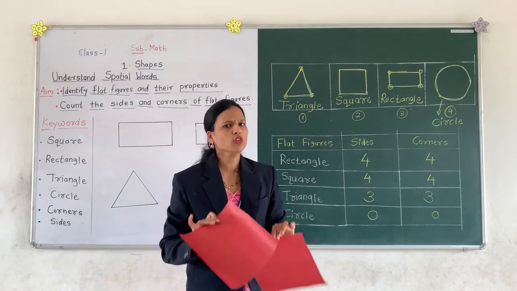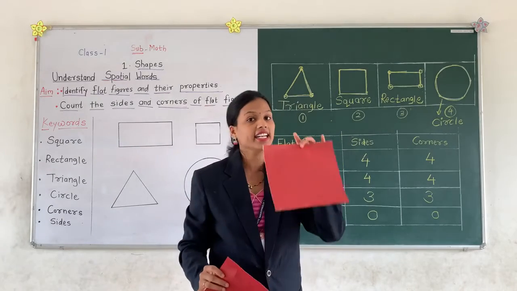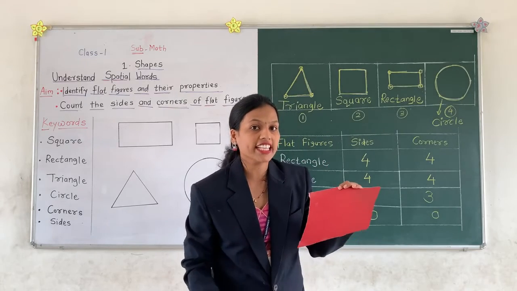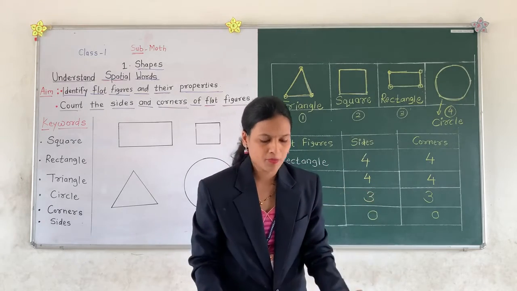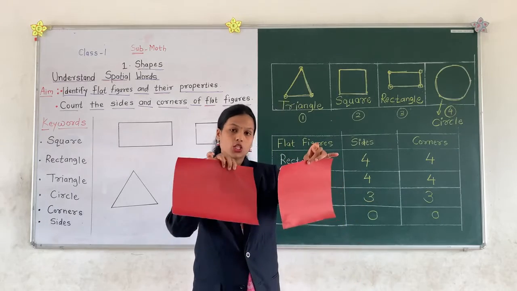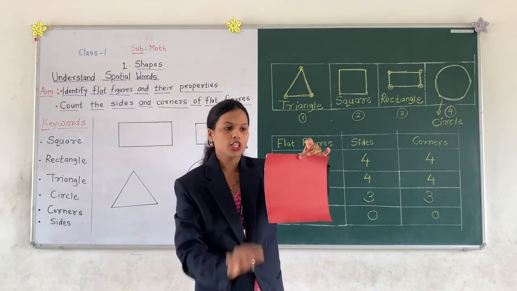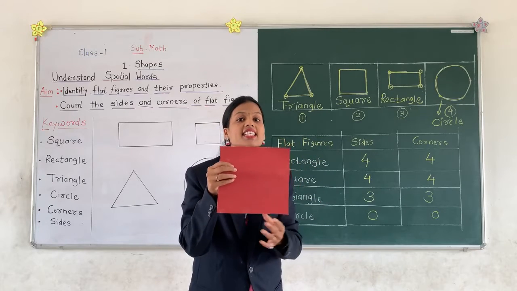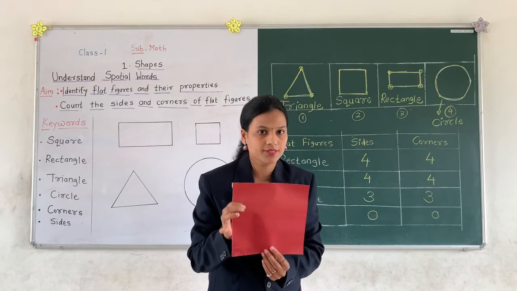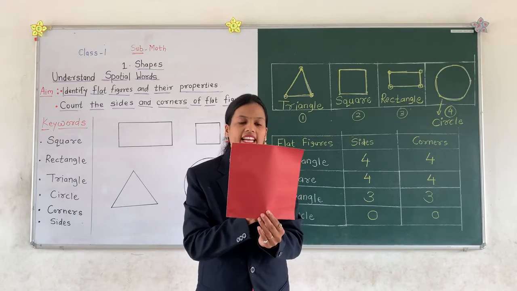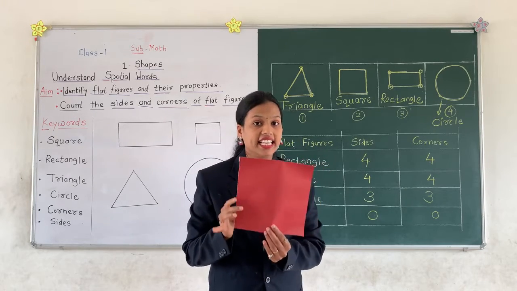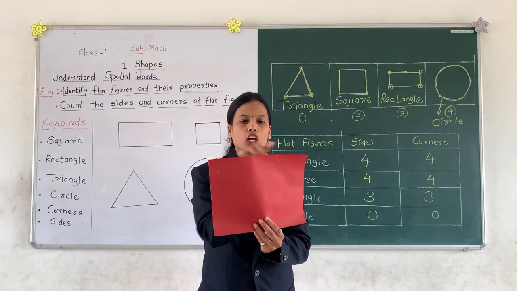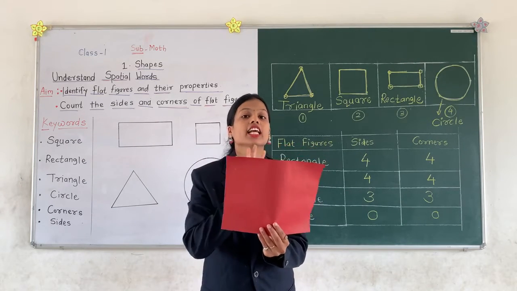Right? Then how can you identify this is a rectangle and this is a square? There is a little bit of difference. When you see carefully the square and rectangle, the square has 4 sides and the length of those 4 sides are equal. Square's sides are equal in length. Okay? And for rectangle, not all 4 sides are equal in length.